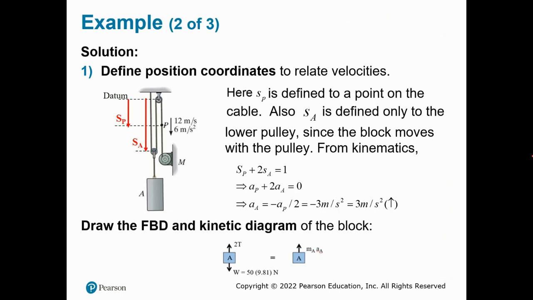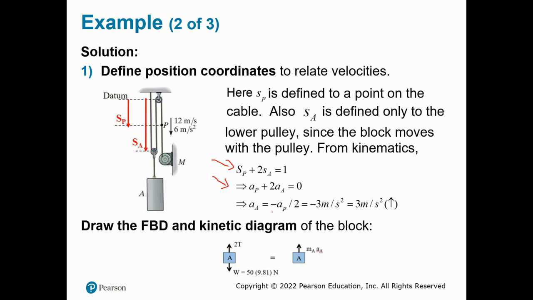We're going to first write our equation for the dependent motion. We know the total length of the cable is a constant, so that's s_P plus 2 s_A equals L, the total length of the cable. Then we take the first derivative, which gives our velocity, and the second derivative gives us the relationship of the acceleration of point P and point A.